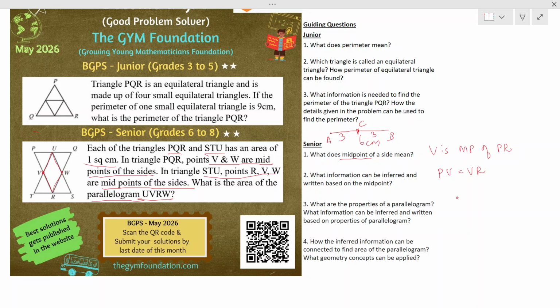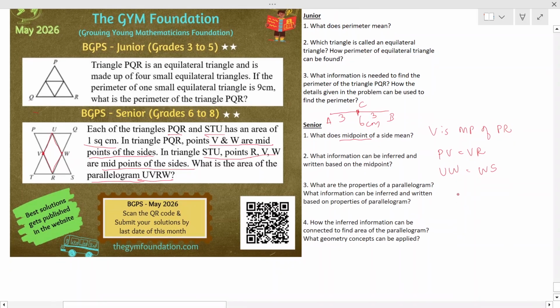Similarly, what does it mean that W is the midpoint? Then UW is equal to WS. Similarly, it goes for R, V, and W. R is the midpoint of TS, so TR is equal to RS. V is the midpoint of UT, meaning UV is equal to VT. And similarly, W is the midpoint, meaning UW is equal to WS. So these are the points that we can collect from the given information. This is the inference of what a midpoint means.